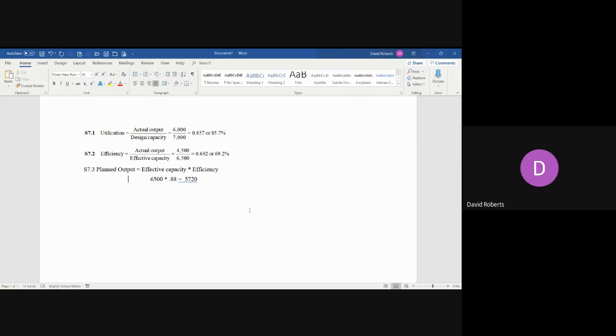Now, in part 7.2, you're looking at efficiency. You're taking actual output and the effective capacity, which factors in a machine being broken down, or a classroom being cleaned, so it's not available to have an actual class in there. So things along that line. A machine needs oil to be changed every once in a while or recalibrated, on and on.